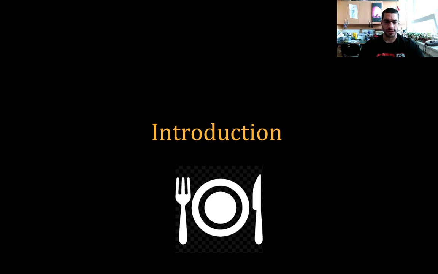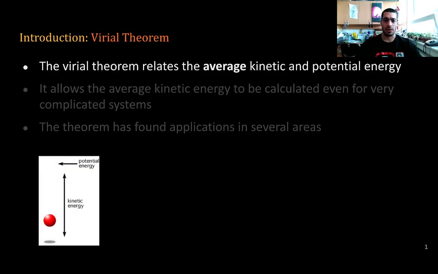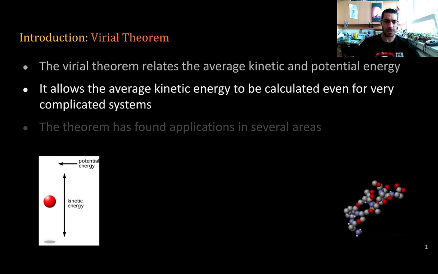So, let us introduce. Now, the virial theorem or the virial identity relates the average kinetic energy with the average potential energy. And this is very important, especially for very complex systems of particles, where the average kinetic energy is very hard to compute. And this is interesting because for systems of particles, this relates to the temperature. And so, the virial theorem allows us to compute the temperature or the average kinetic energy of very complicated systems just by knowing the potential energy, which in turn is related to the position of each particle.